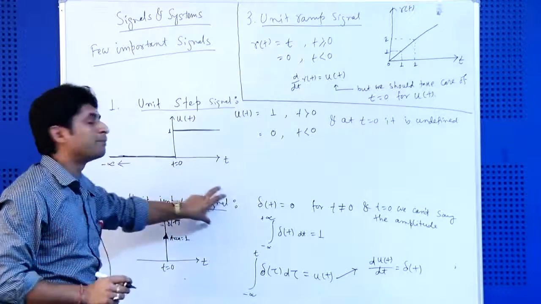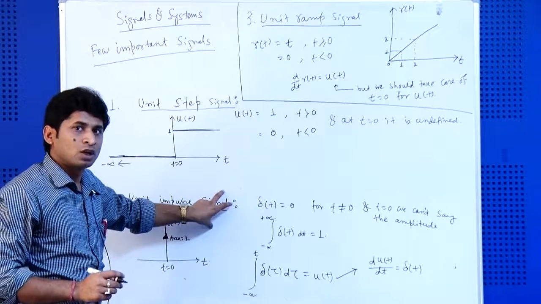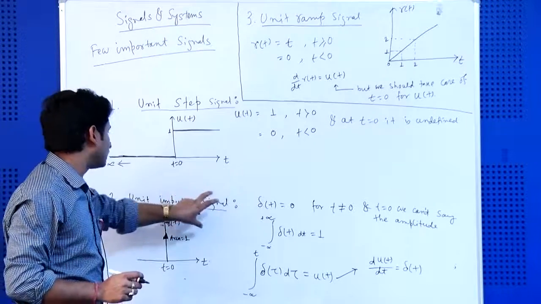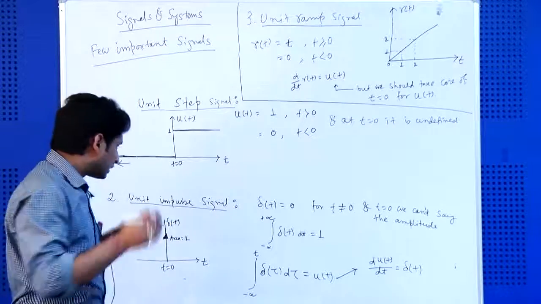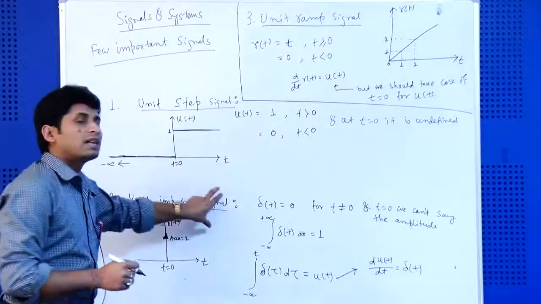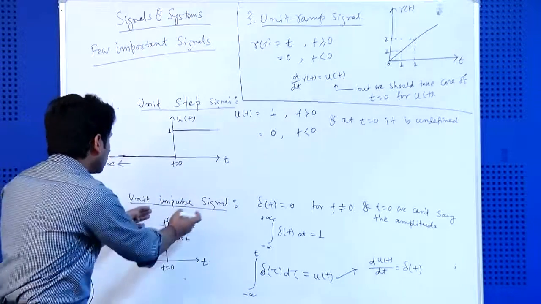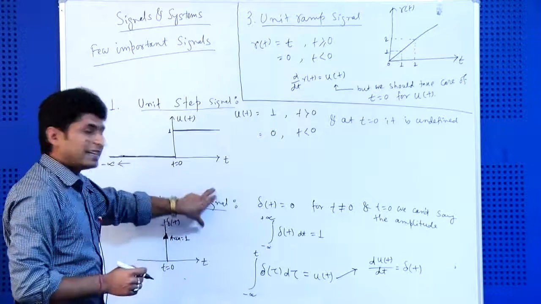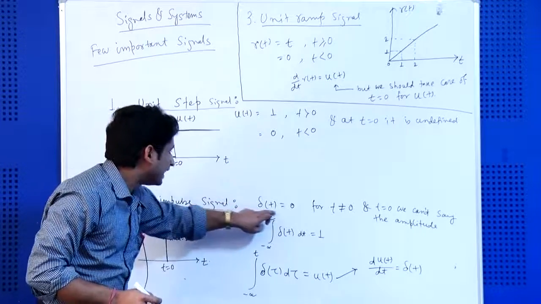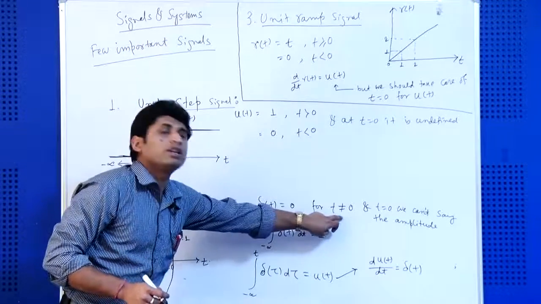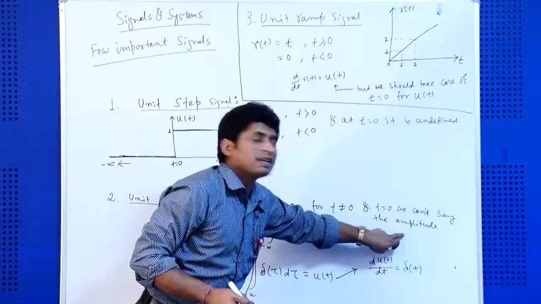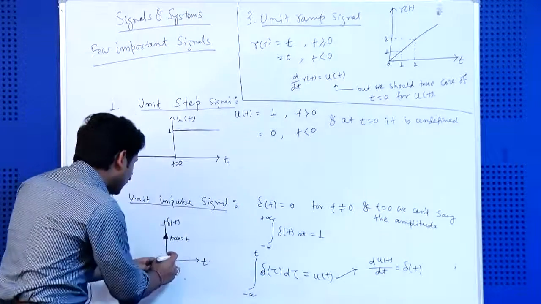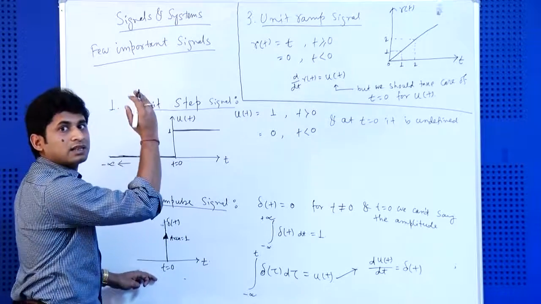Now what is the unit impulse? It is very important. We shall focus on this unit impulse signal later, but just for today we have to know the definition. It is defined as δ(t) equal to 0 for t not equal to 0, and at t equal to 0 we cannot say the amplitude, because at t equal to 0 it goes towards infinity.